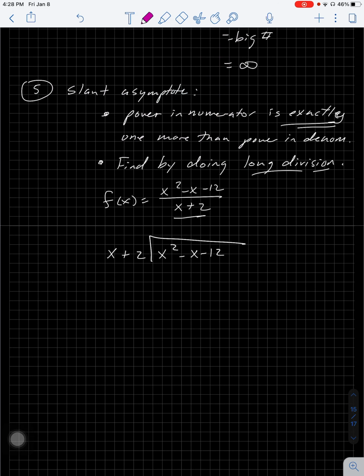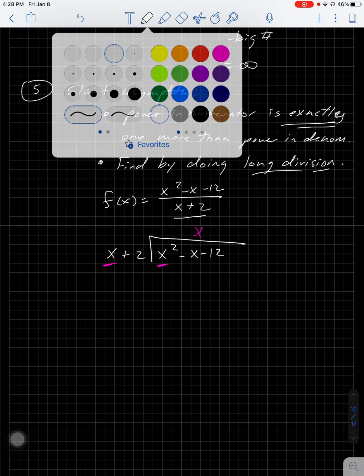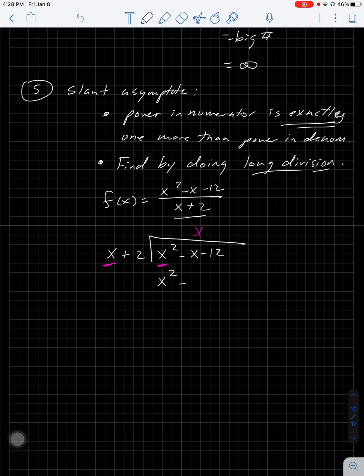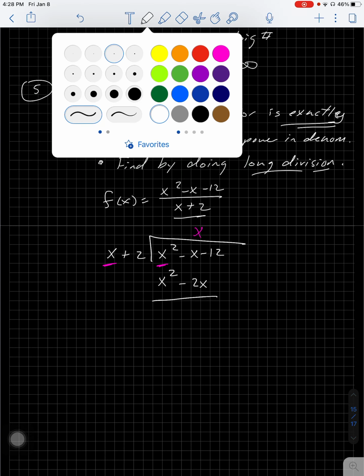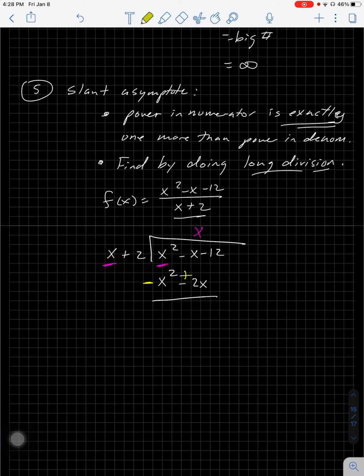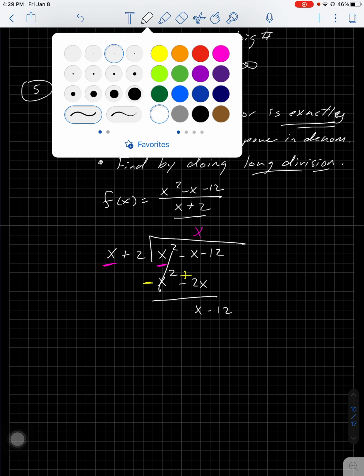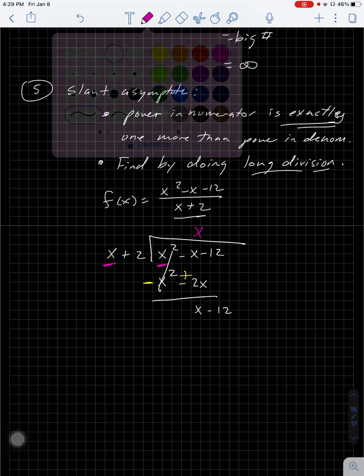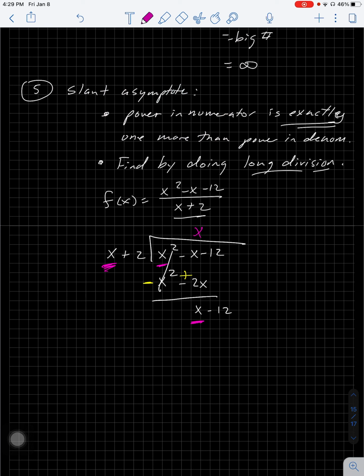And I'm going to say, what do I divide the first term by to get the first term? Well, I need an extra x. I'm going to take that x and multiply it out. Okay. I'm going to subtract, so I'm changing both of the signs. So these two cancel, and I get a negative x plus a 2x, which is a positive x, minus 12. Then I say, what do I need to multiply x by to get x? Well, they're the same already, so all I need is a 1.